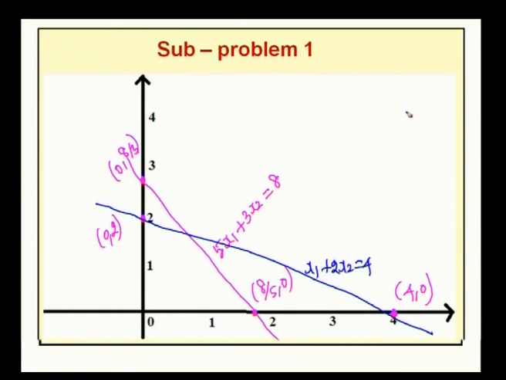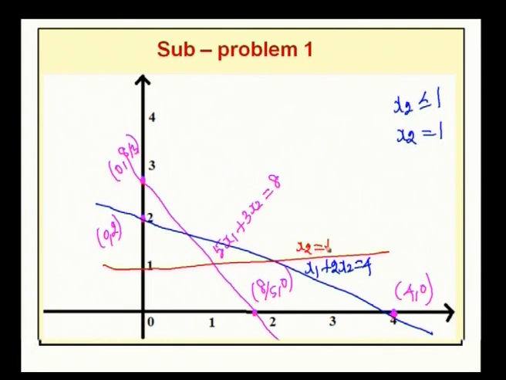Now the third constraint is x2 less than or equal to 1. So consider the line x2 equal to 1. The line x2 equal to 1 passes through the point 1 and is parallel to the x axis. So this is our line x2 equal to 1.